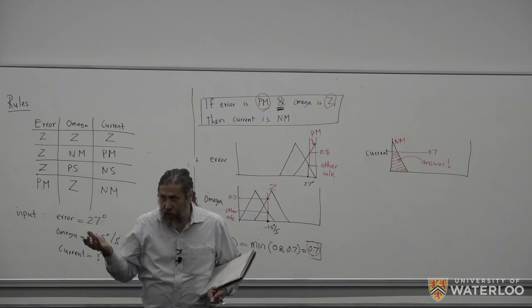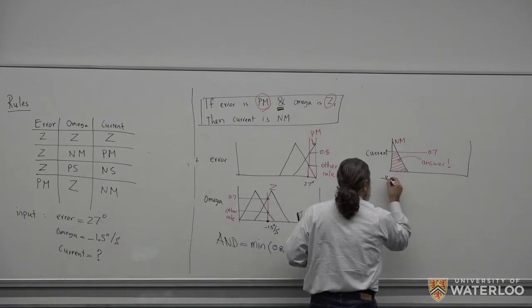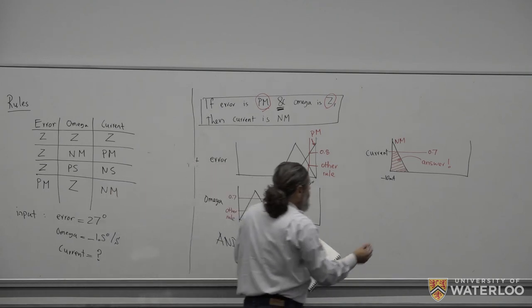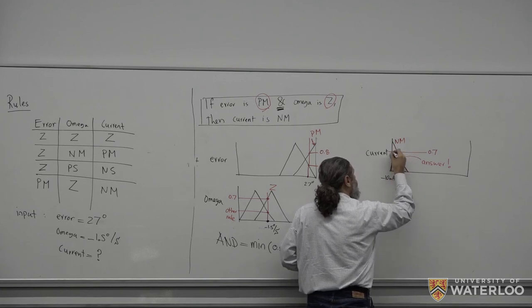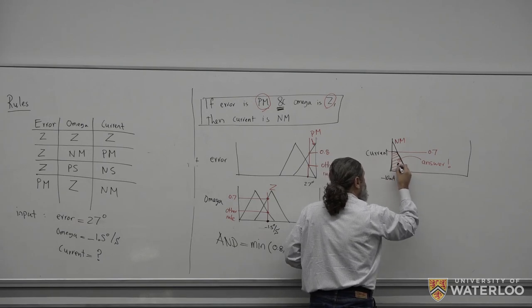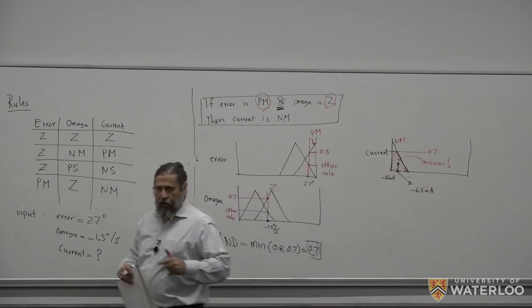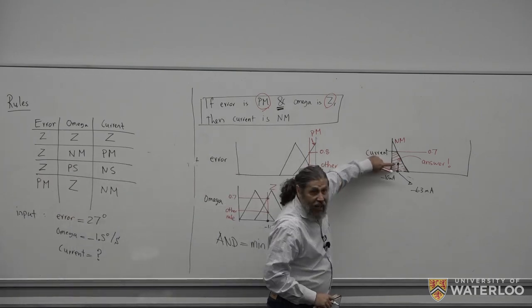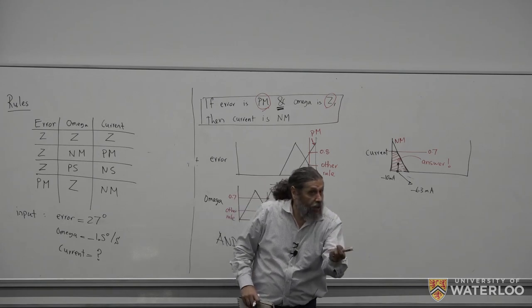But I cannot give this to my supervisor because we need a number, right? Because this is minus 10 milliampere. So how much is this? Well, there are many different ways. For example, if I calculate the center of gravity for this area, it will cut here, and this will give you minus 6.3 milliampere. If you draw these functions carefully and accurately, you will get that. So this step that I did was the defuzzification.